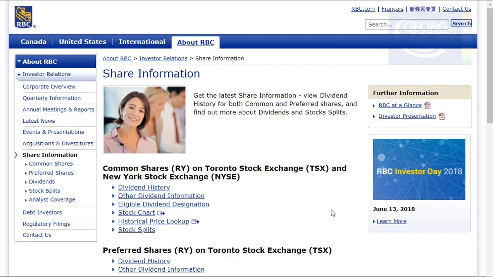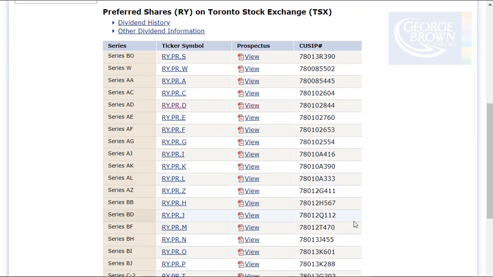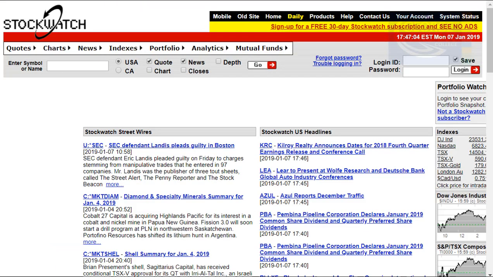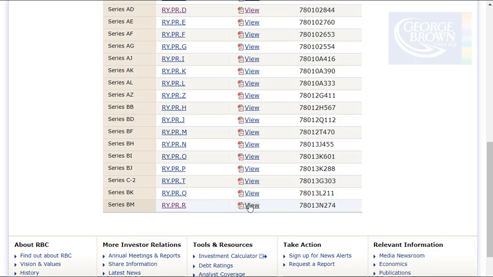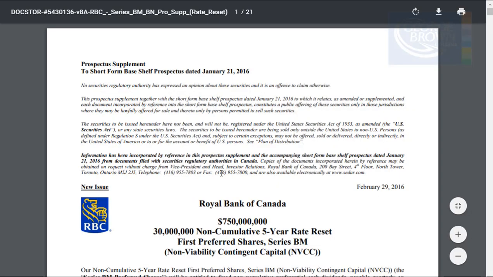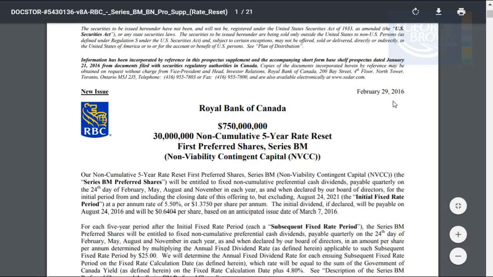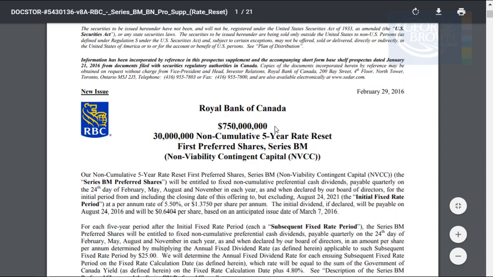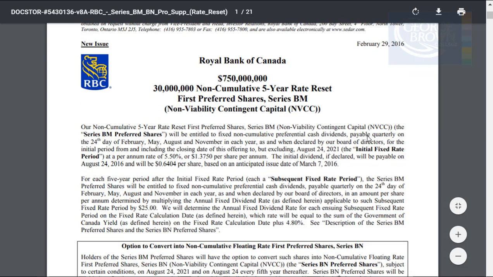So just going back to the Royal Bank of Canada website, you can see the series that is still trading is this RY.PR.R. Again, if I click on the prospectus, you can see that this was in 2016. The Royal Bank of Canada raised $750 million through $30 million non-cumulative 5-year rate reset preferred shares series.